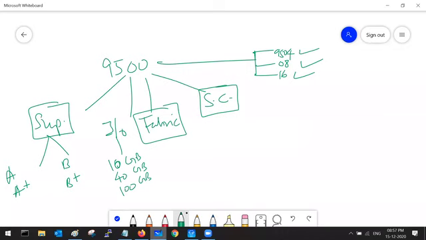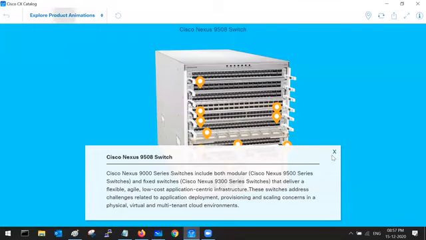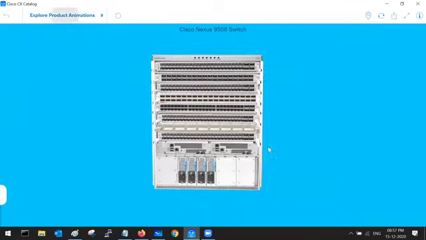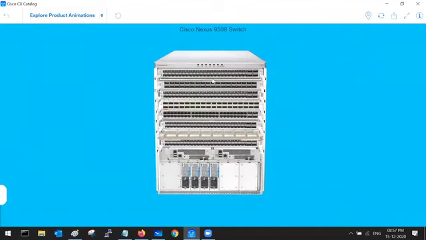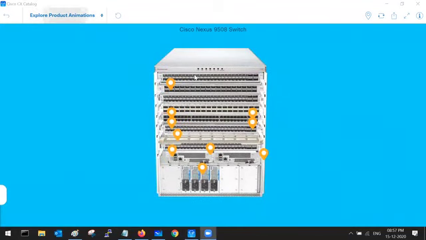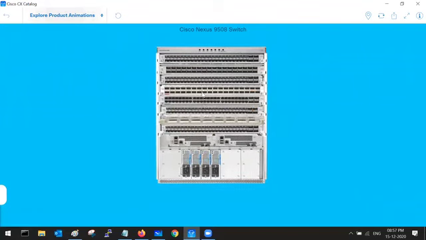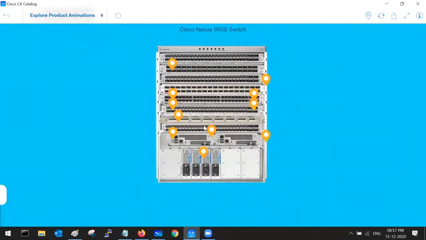And if I go back on the switch, that's how 9500 looks like. So we have got 9508, which means 8 slots. So we have slot number 1 to slot number 8, where we are inserting the line cards. And then we have 2 additional slots where we are inserting the supervisor module.